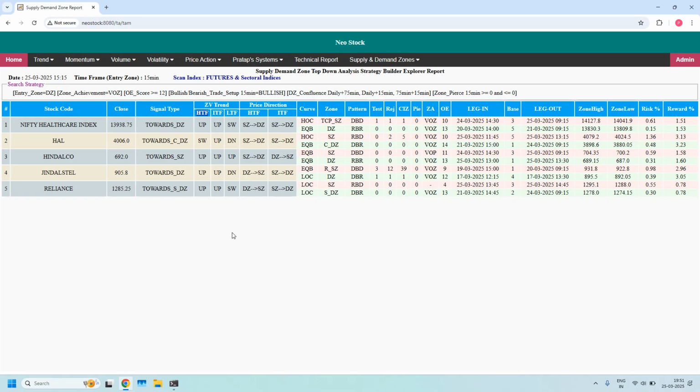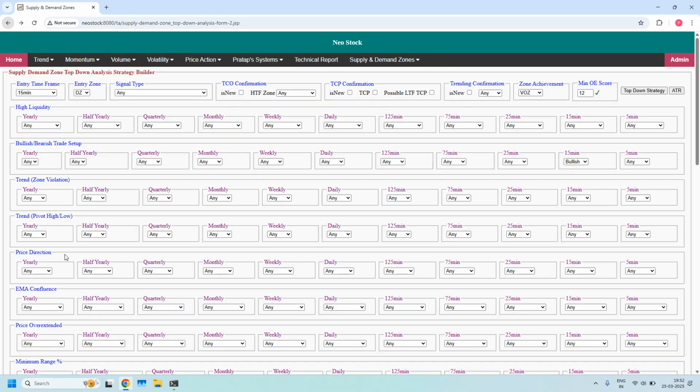Daily means HTF. So daily trend is up in all the stocks except the second one. So ignore the second one, and for the remaining 4 stocks, if daily demand zones are having daily EMA confluence, then those stocks, the 15 minutes demand zones might be having more high probability to get success, because 15 minutes overlapped with 75 and also daily. So let's verify.